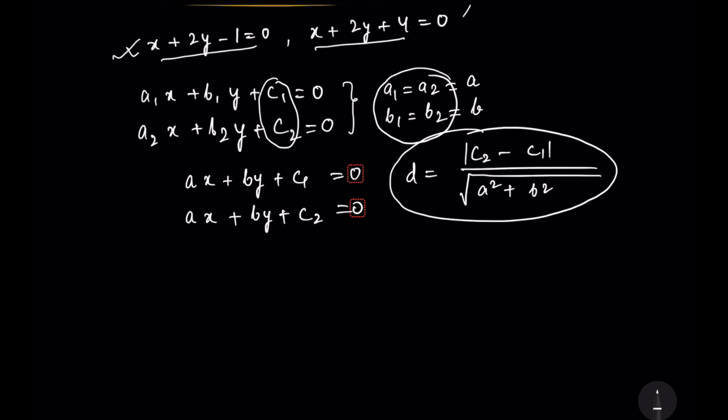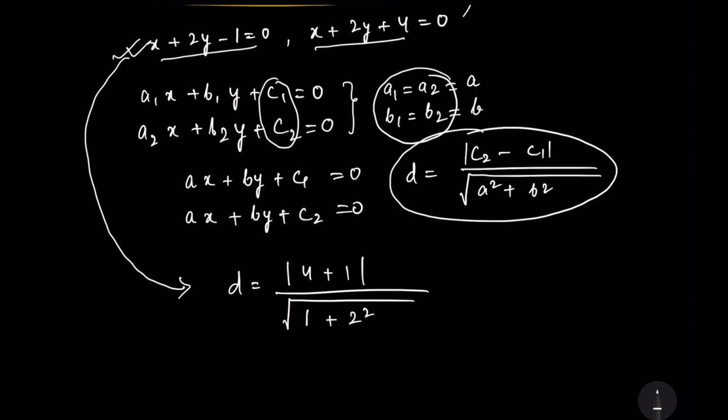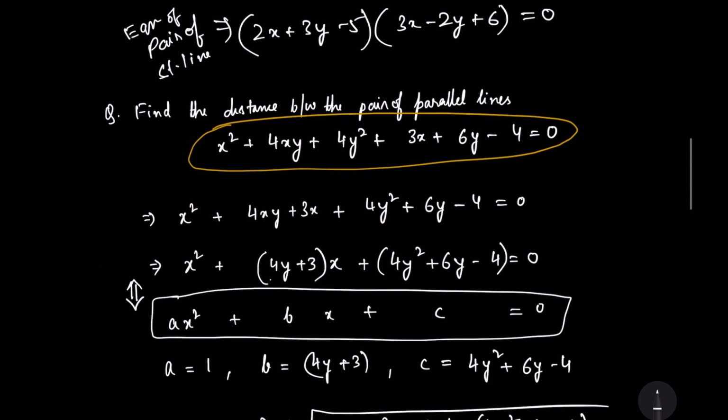Now you have this over here. So how do you find the distance between them? The distance becomes mod of 4 plus 1, that is 5, divided by root over 1 square plus 2 square. So basically 5 divided by root 5, which simplifies to root 5. This is the distance between the straight lines. The answer for this question is root 5.